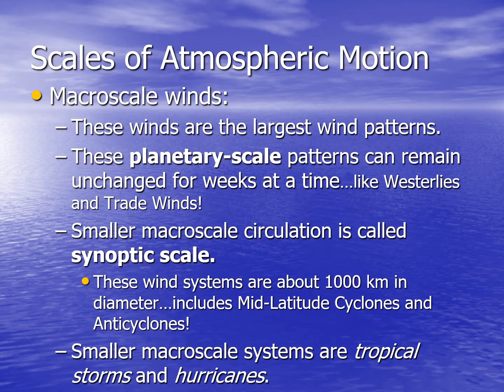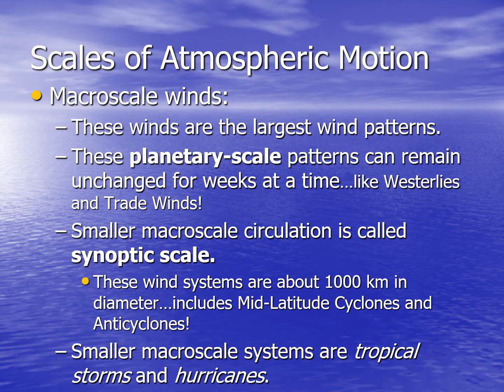So macro scale winds are, of course, those are the largest wind patterns that we denote, and they tend to be on the planetary scale. So they're affecting very large portions of our planet, and they can be unchanged for weeks at a time. So a couple examples here are the westerlies, in which we live, and then also the trade winds. That day that we draw the global circulation patterns, we're going to learn about the northeast trades and the southeast trades.